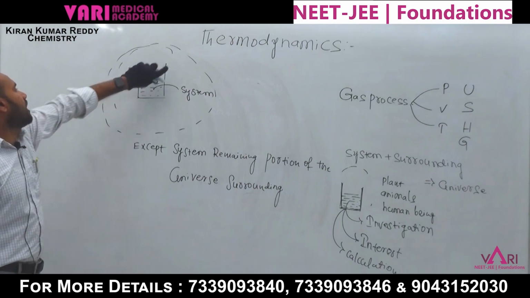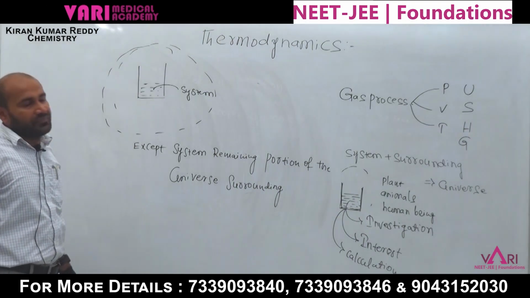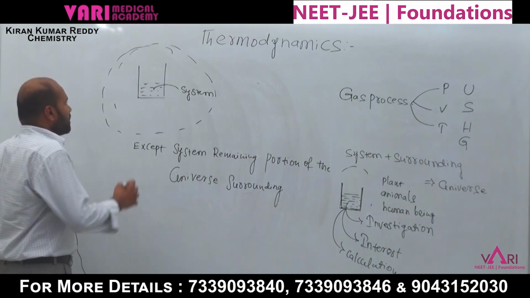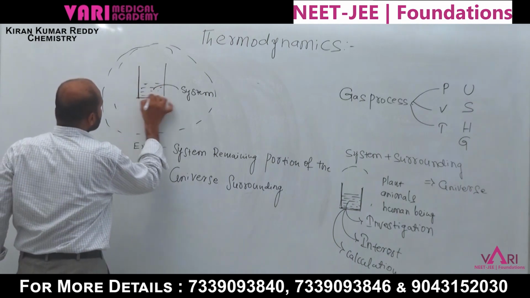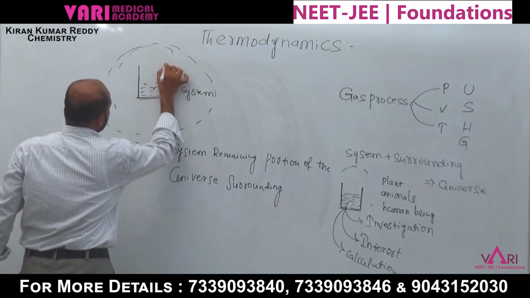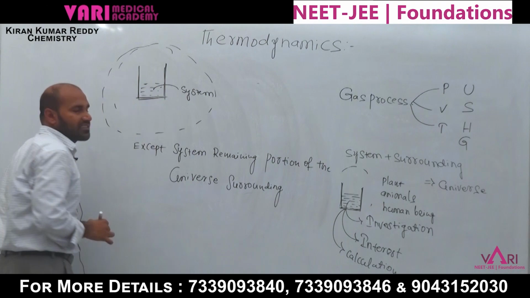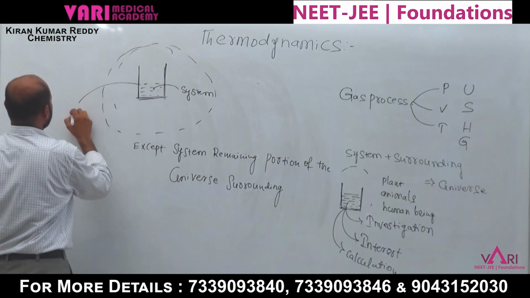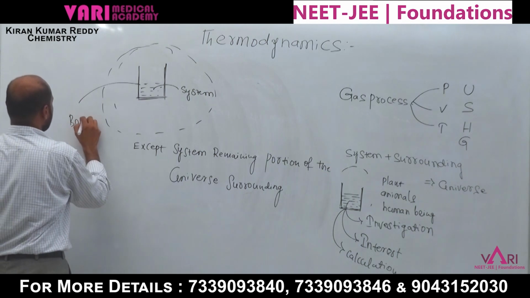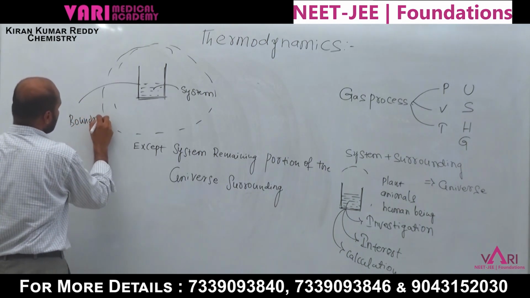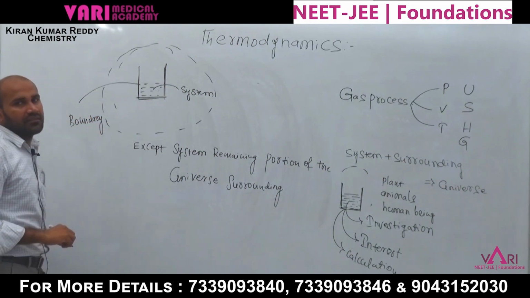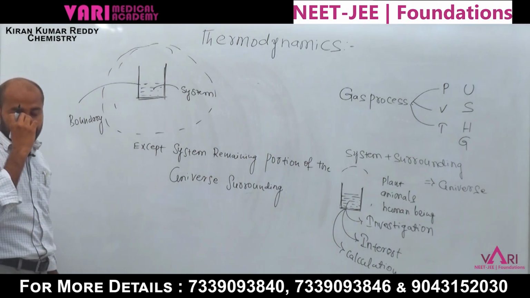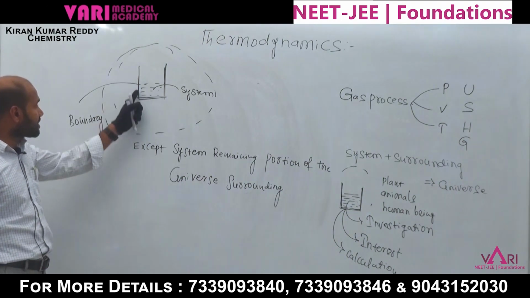This is the system, outside is the surrounding. Now which one separates the system and surrounding? The boundary. This is the boundary. The boundary can separate the system from the surrounding. The boundary means the glass walls.